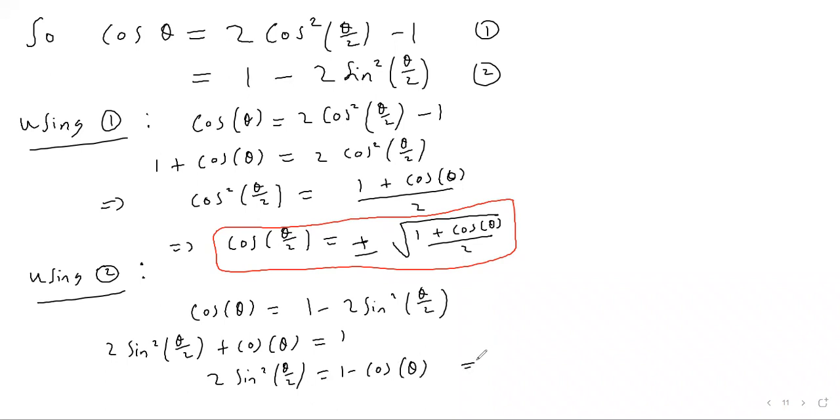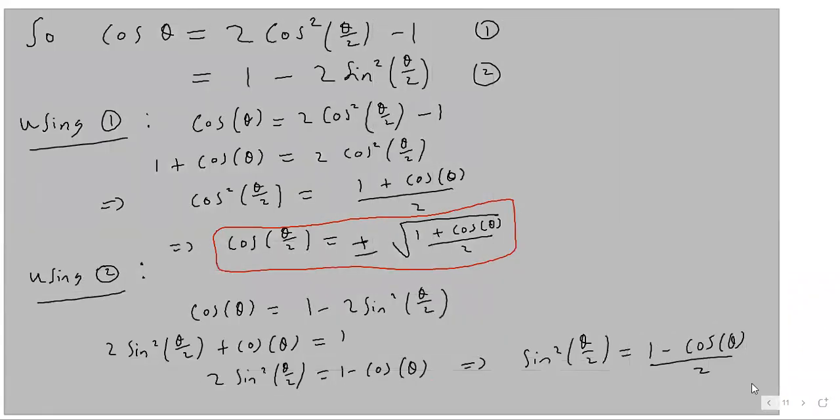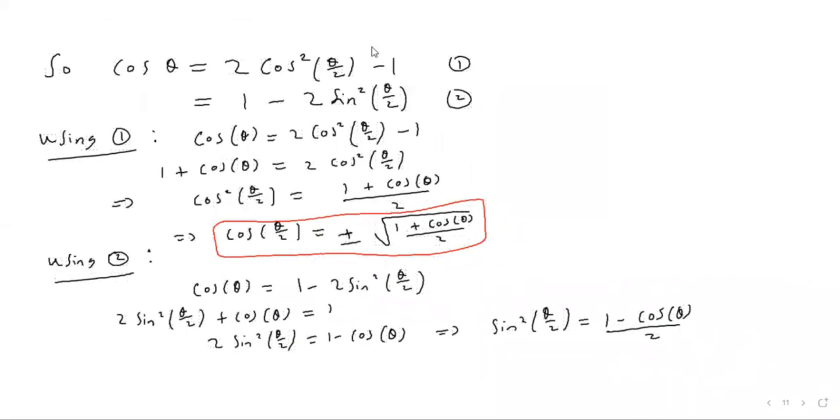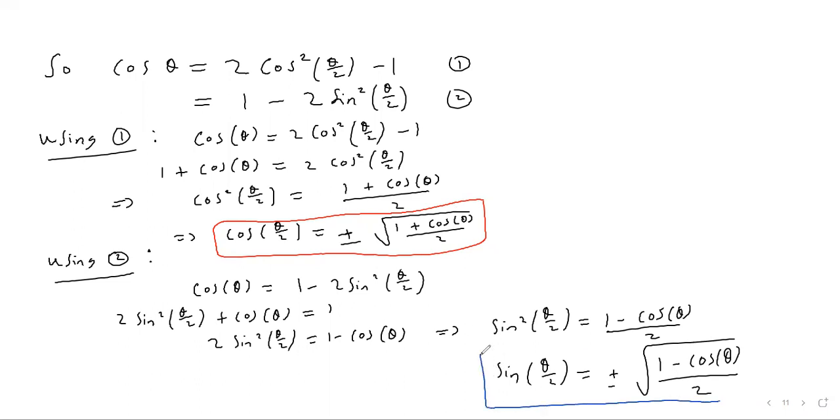I'm then going to divide both sides by 2. So sine squared theta over 2 is equal to 1 minus cos theta over 2. And then lastly, like we did before, just square root both sides, and we will get this result here. So sine of theta over 2 is equal to plus or minus square root of 1 minus cos theta divided by the number 2. So that is our sine half angle formula down there.